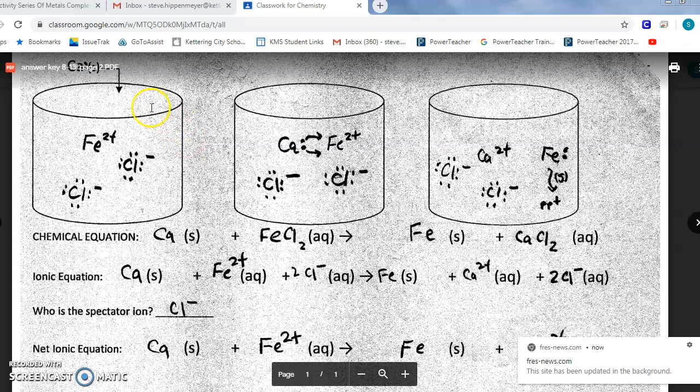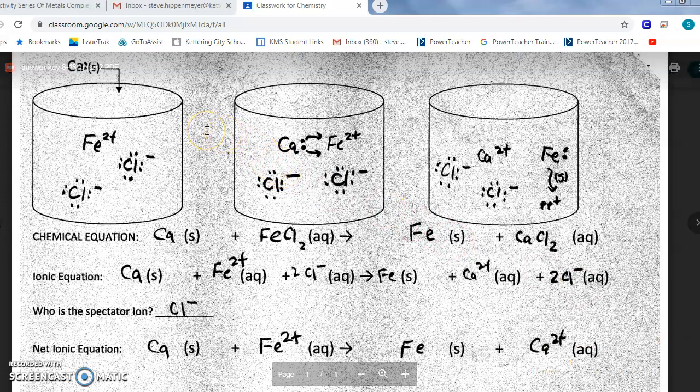So here we are in container 1 right here. We are dropping in the calcium metal. Calcium's in family 2, and it has 2 electrons, which it can force onto a less active metal. If you look at your activity series, calcium is above iron, which means that calcium is more active, so it will be able to force its electrons onto a less active metal.